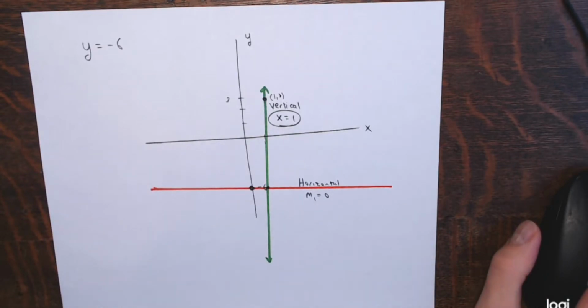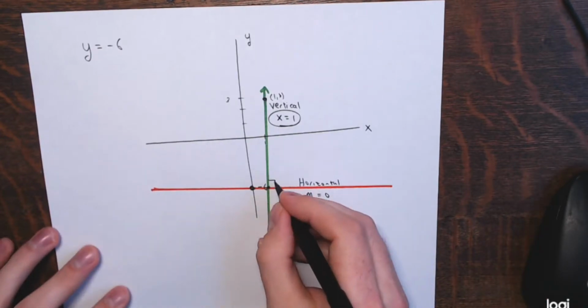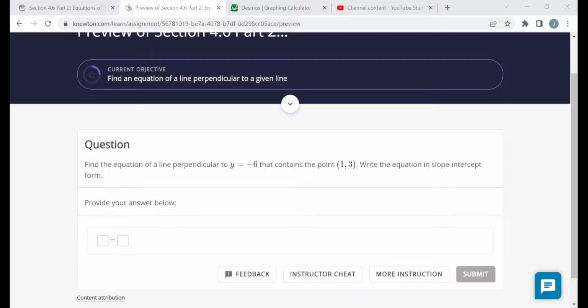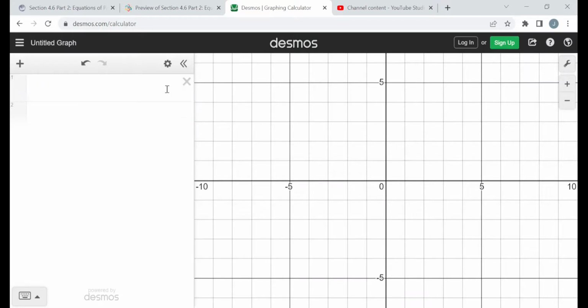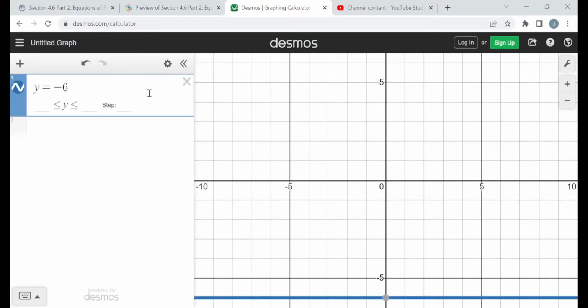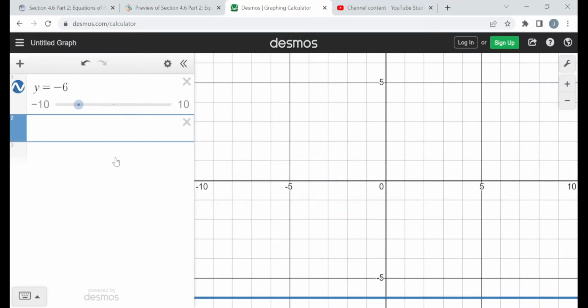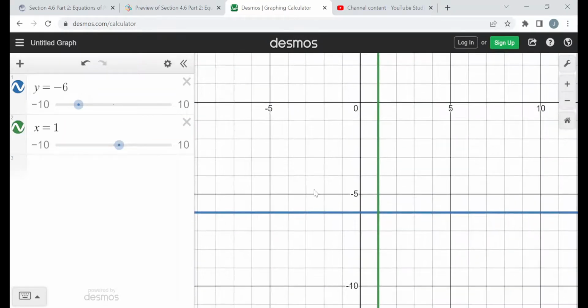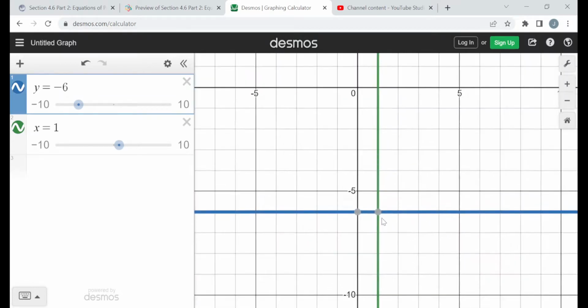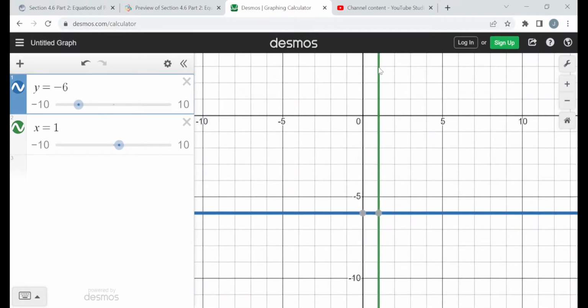And they clearly meet at a 90-degree angle. Now again, for a better picture, I'll go to the Desmos site, and y equals negative 6. So there's that blue line that just popped up on the bottom here. And then x equals 1 is the equation. Clearly these meet at a 90-degree angle, and the point 1, 3 is obviously on this, because x equals 1 all the time.